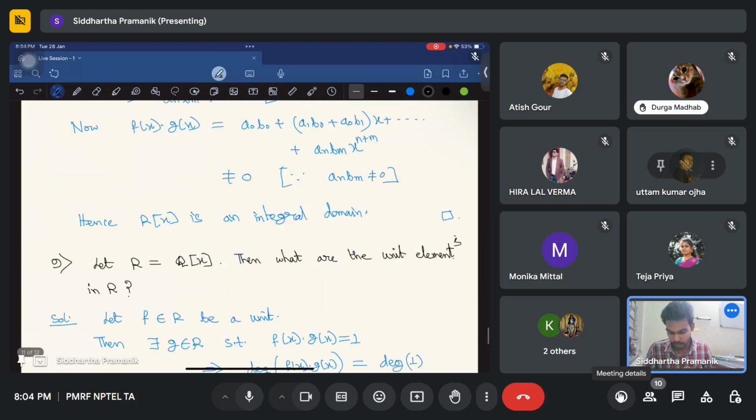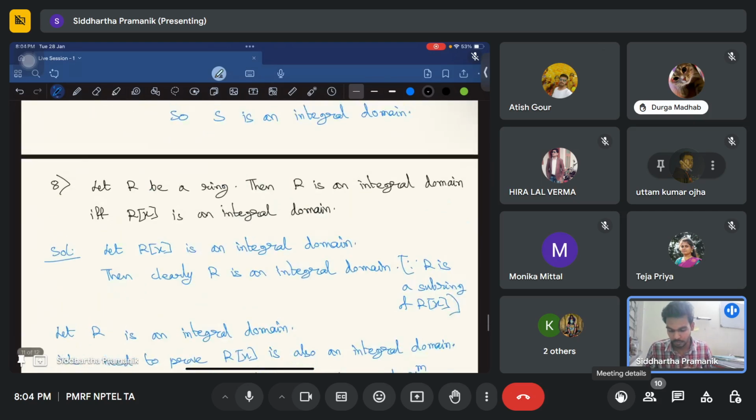Did you get it? So if R is an integral domain, then R[x] is an integral domain. So it cannot have zero divisors. Right, sir. Right. Yeah. Any other questions?